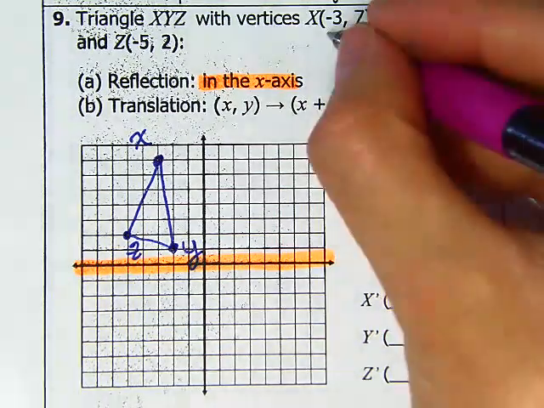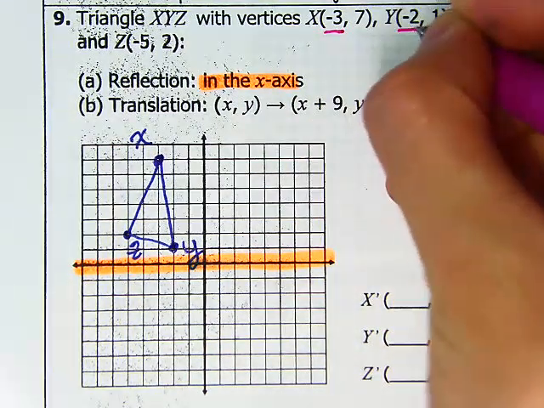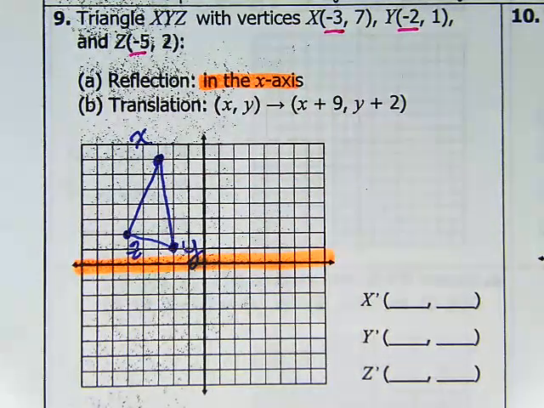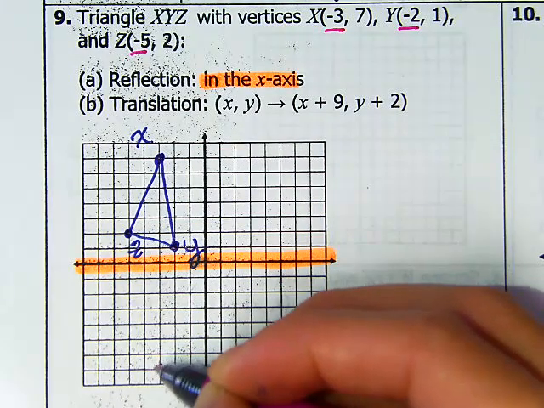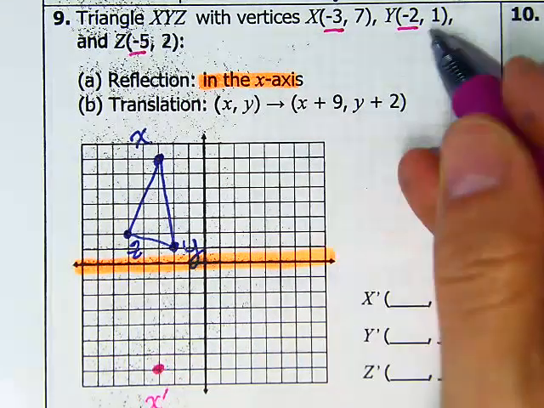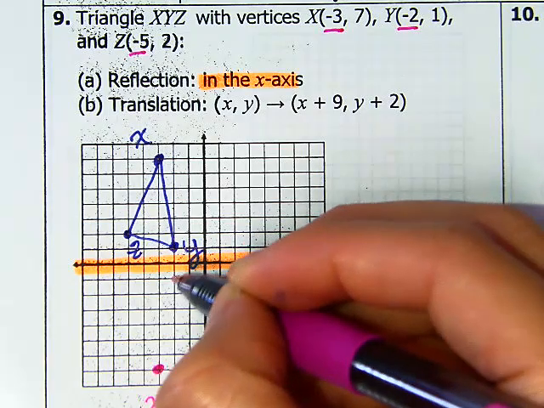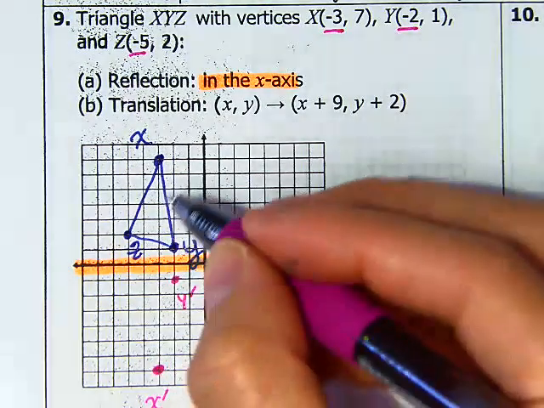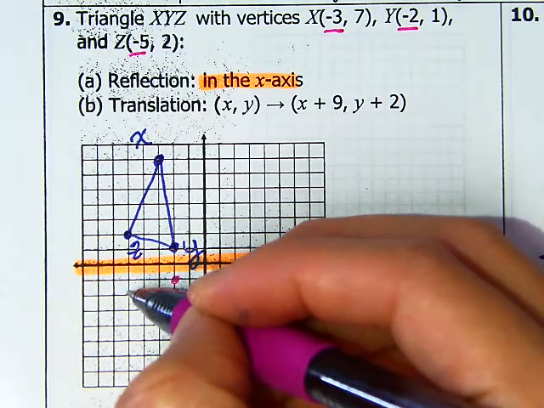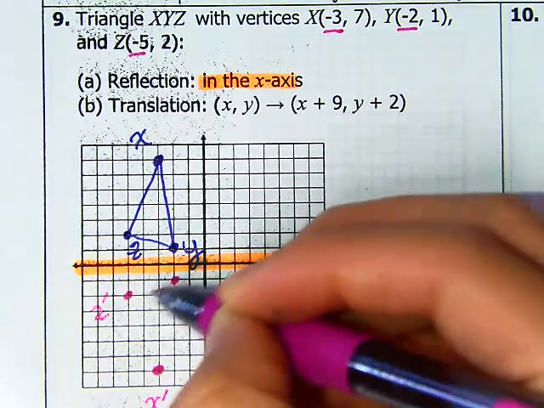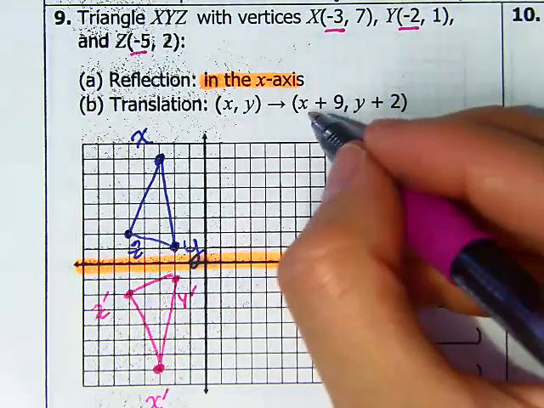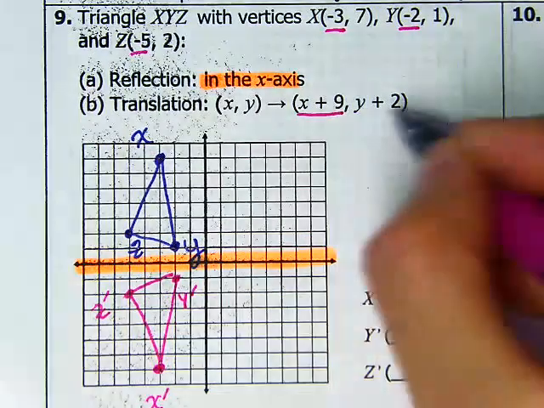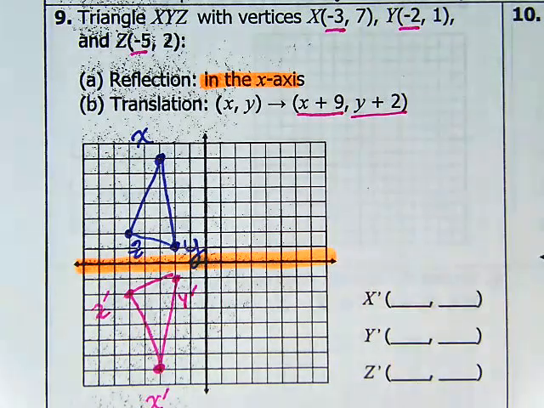So the -3 is going to stay the same, but we're just going to make those y's negative in this case. So we're going to go to -3, -7 for x. Then we're going to go -2, -1 for y. And we're going to go -5, -2 for z. And from there, we can see that for each x, we're adding 9, and for each y, we're adding 2.